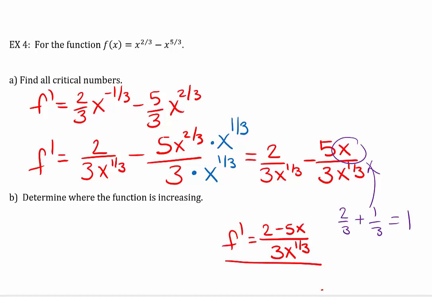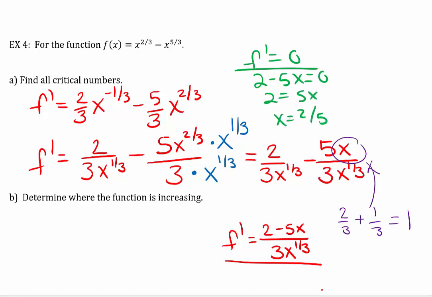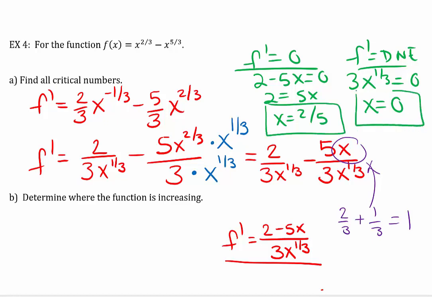Now, if I want to know where this derivative is equal to 0, the only way a fraction can equal 0 is if the top equals 0. So I set the top equal to 0, I solve for x, I get x equal 2/5. And then I need to figure out, where is the derivative undefined? A fraction is undefined if the bottom equals 0. If I set the denominator equal to 0, I end up getting x equals 0. So I have two critical numbers here, x equals 2/5 and x equals 0.